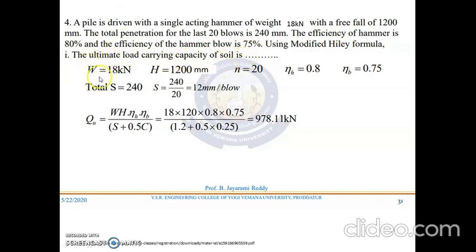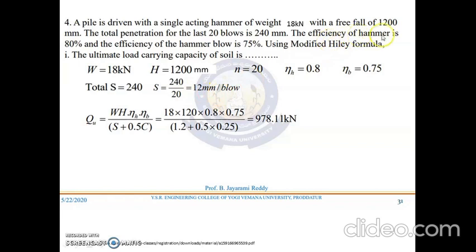Here, the weight of the hammer is given as 18 kilonewton. Free fall of the hammer is 1200 mm. Total penetration for the last 20 blows is 240 mm. So S is 240 mm for 20 blows. But S value has to be written in terms of per blow. So penetration is 240 for 20 blows, and for one blow it will be 240 divided by 20, which is 12 mm per blow.